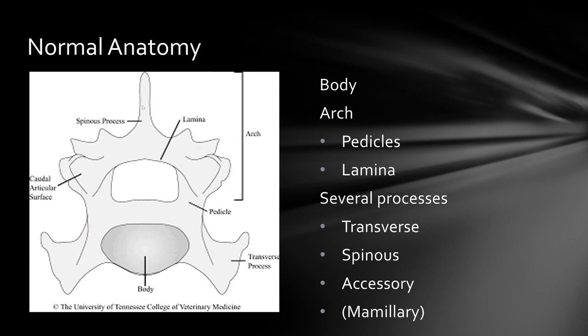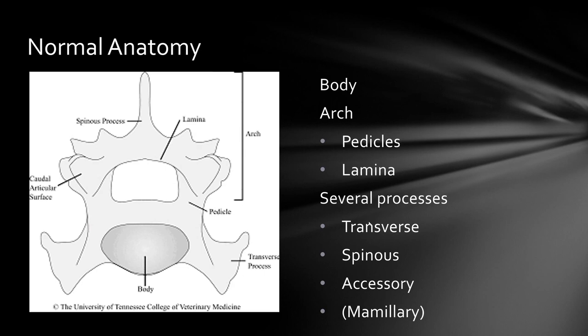And then there are several processes. The spinous processes, everybody knows about, they're important. Transverse processes, which vary quite significantly depending on what area of the spine you're looking at. They are different in the cervical, thoracic, and lumbar spine. And then we have accessory processes and also mammillary processes.